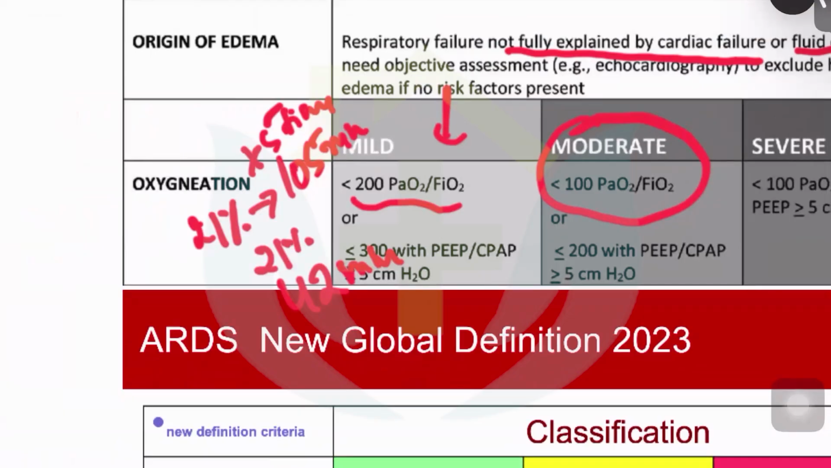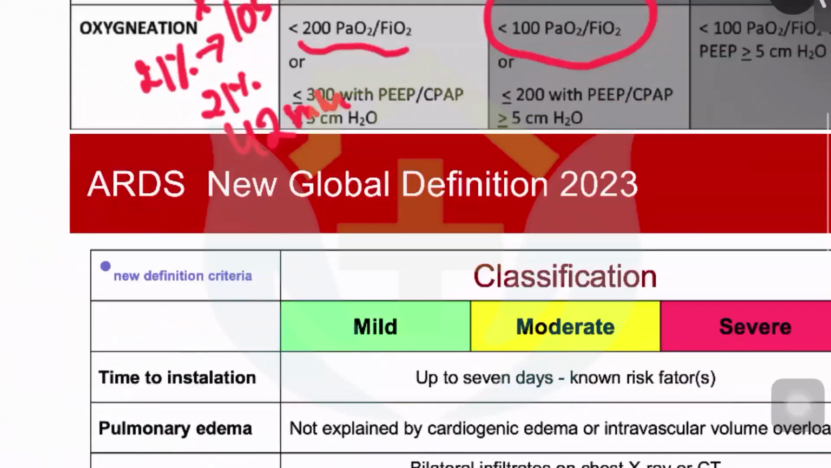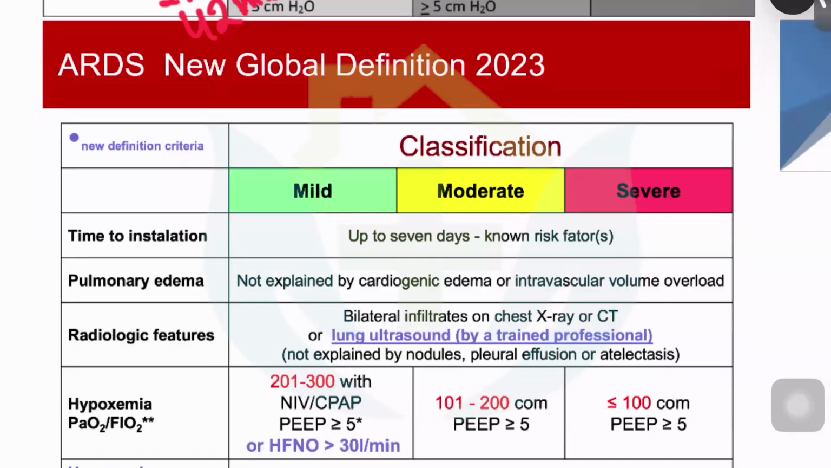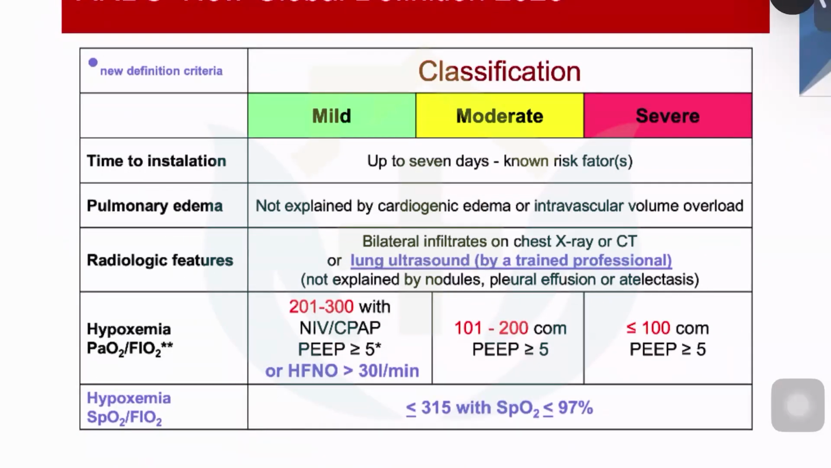But with the changing guidelines, we do have now the latest new global definition of 2023 where they have introduced some changes. So time to onset is up to 7 days, same, no change. Pulmonary edema not explained by cardiogenic causes, no change. Radiological feature, earlier it was only bilateral infiltrates on chest X-ray or CT. Now, lung ultrasound also has been labeled as one of the diagnostic features of ARDS.